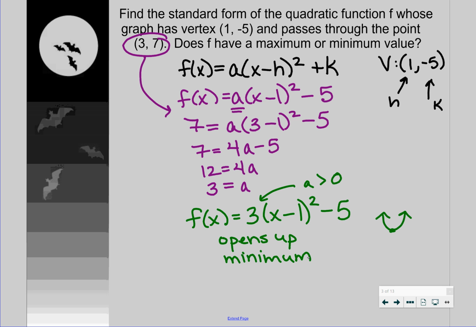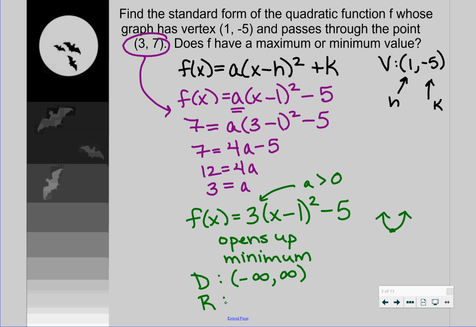It doesn't ask for it here, but can you tell me the domain of this function? We just did it on our test, right? Think about domain restrictions. Would this function have any domain restrictions? Denominators, square roots. So the domain is all real numbers.